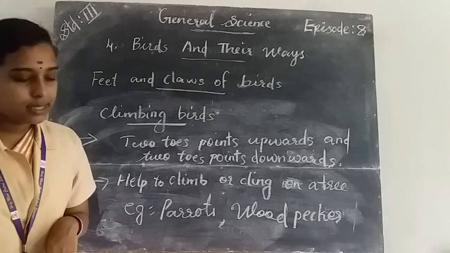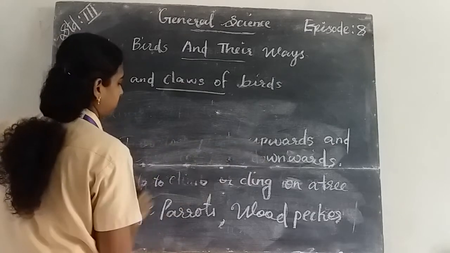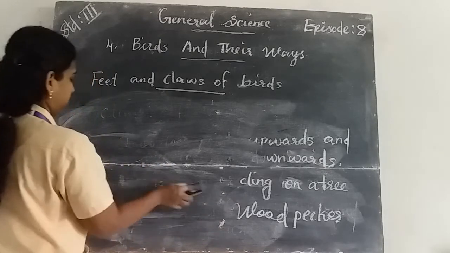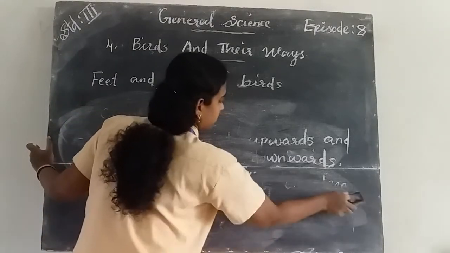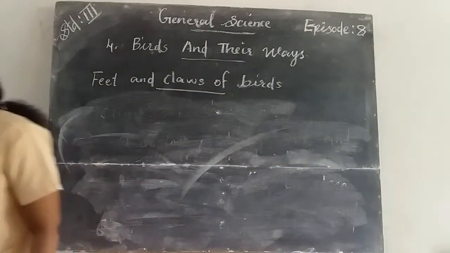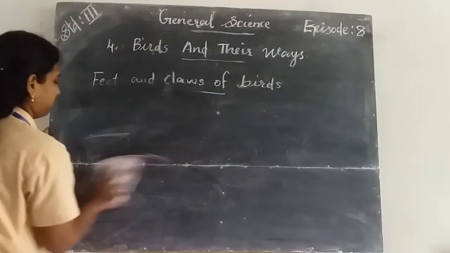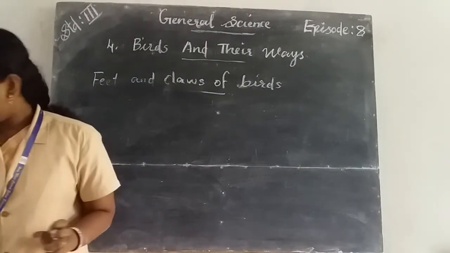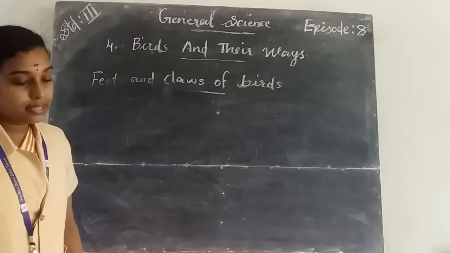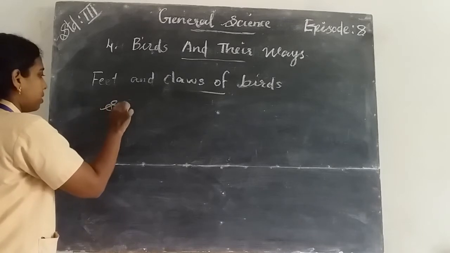So the next category is swimming birds. Next one, swimming birds. Okay, so swimming birds like geese or ducks have webbed feet. Okay, next one, swimming birds.